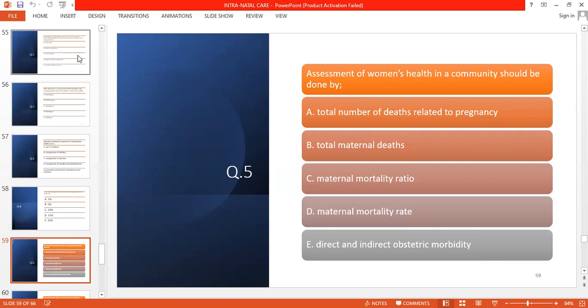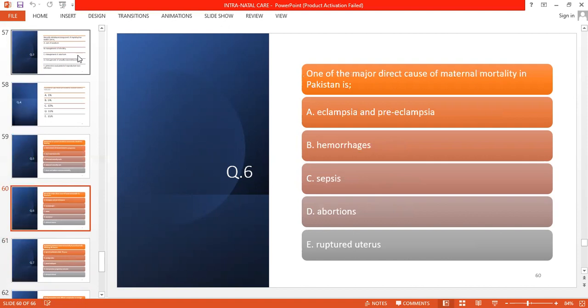Assessment of women's health in a community should be done by: total number of deaths related to pregnancy, total maternal deaths, maternal mortality ratio, maternal mortality rate, direct and indirect obstetric morbidity. How do we assess women's health in a community? C, MMR is the right answer.